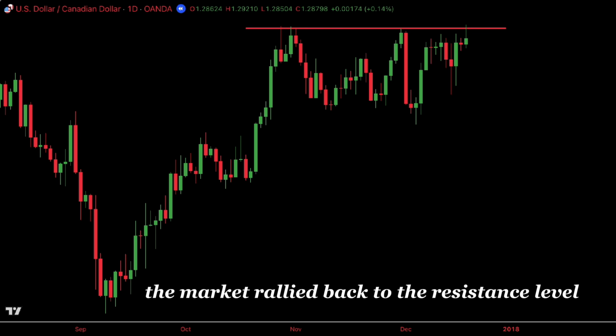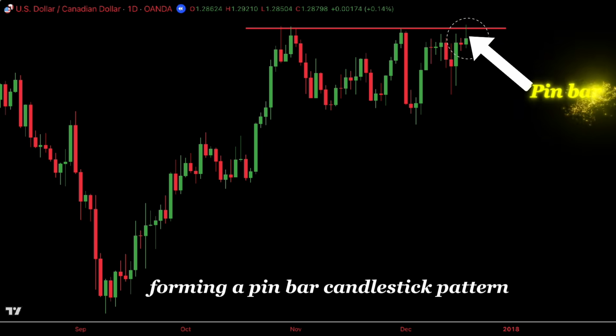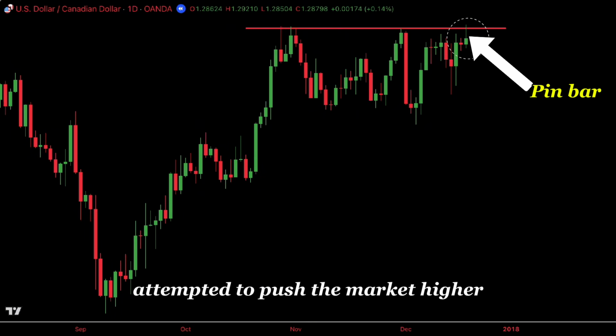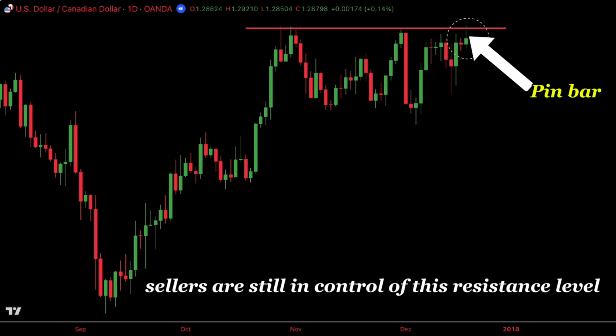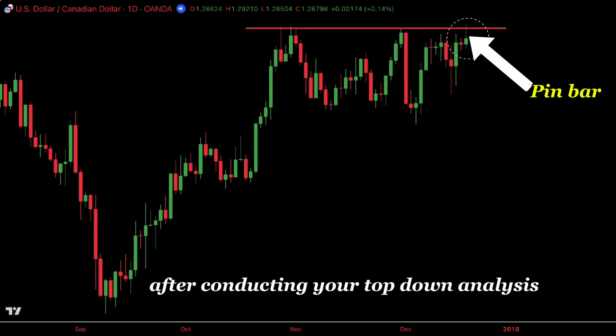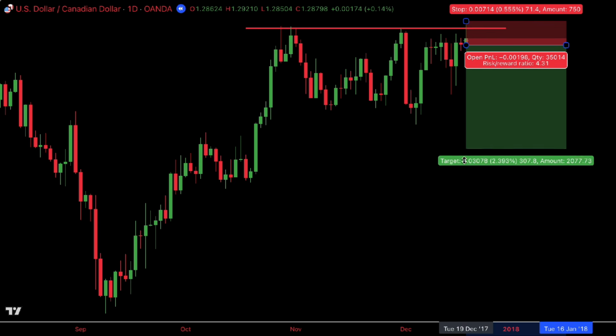The market rallied back to the resistance level for a third time but was strongly rejected, forming a pin bar candlestick pattern. This pin bar tells us that buyers attempted to push the market higher, but were overwhelmed by sellers before the candle closed. In other words, sellers are still in control of this resistance level, increasing the probability of a bearish reversal. After conducting your top-down analysis and confirming that all the conditions align, you can enter the trade at the close of the pin bar.